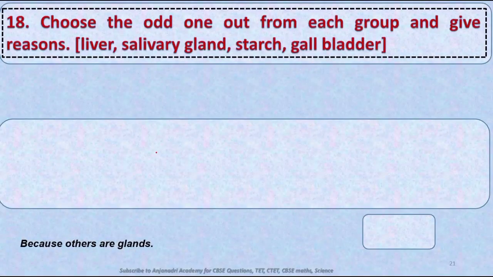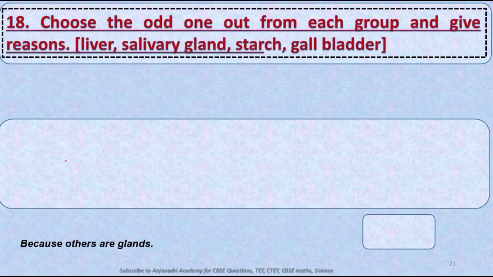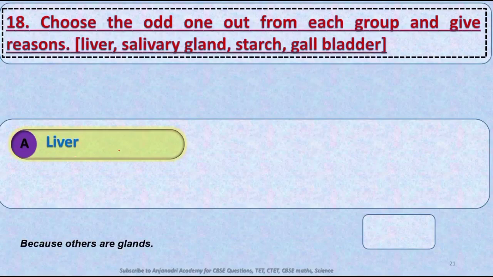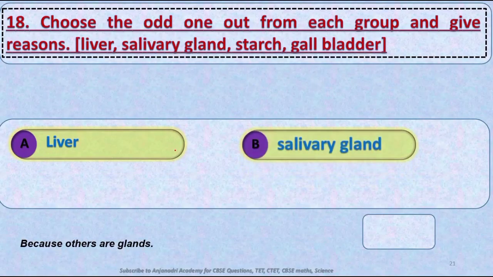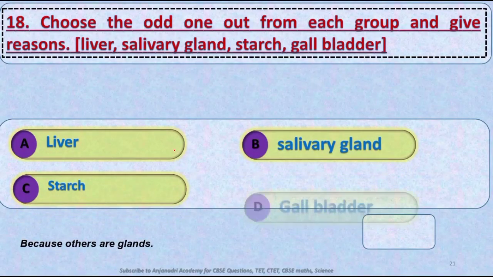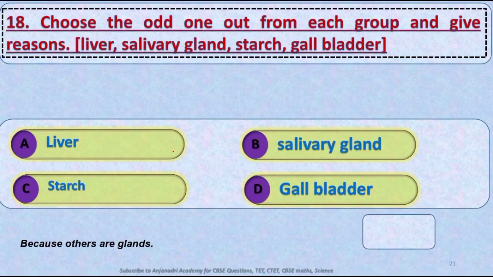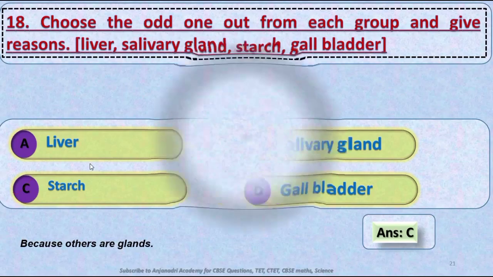Here is the next question. Choose the odd one out from each group and give reasons. Liver, salivary gland, starch, gallbladder. Except starch, all release or store juices. The salivary gland releases saliva, but starch is not a gland. Therefore option C is the correct answer. Starch is the odd one out here.